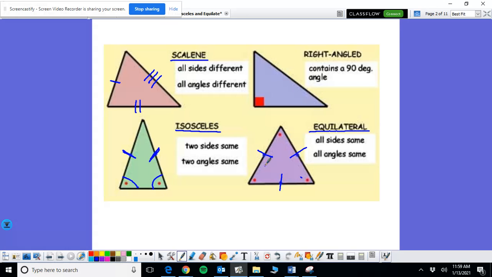And then this is a quick one. It's simply a right triangle, and it just means it has one right angle, if you ever hear right triangle. So we've got scalene, everything's different. Isosceles, 2 sides the same, 2 angles the same. Equilateral, everything's basically all the same.